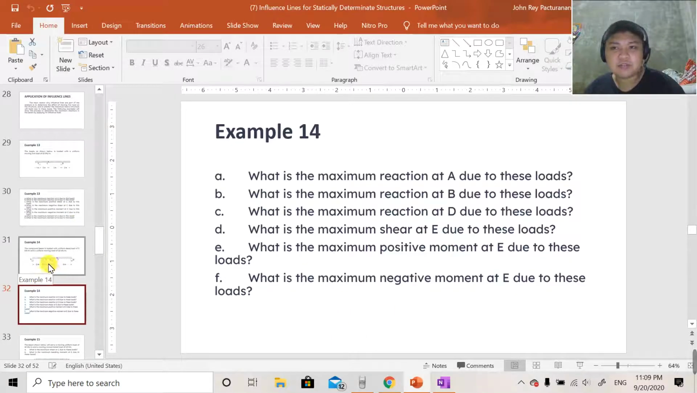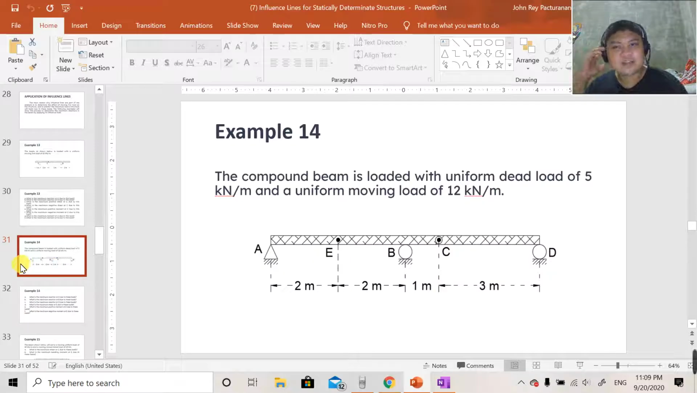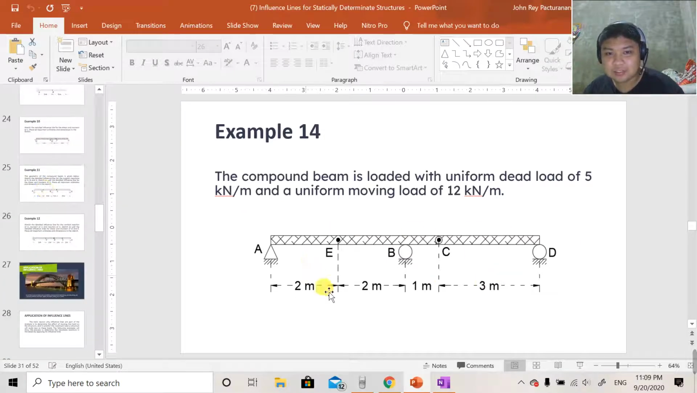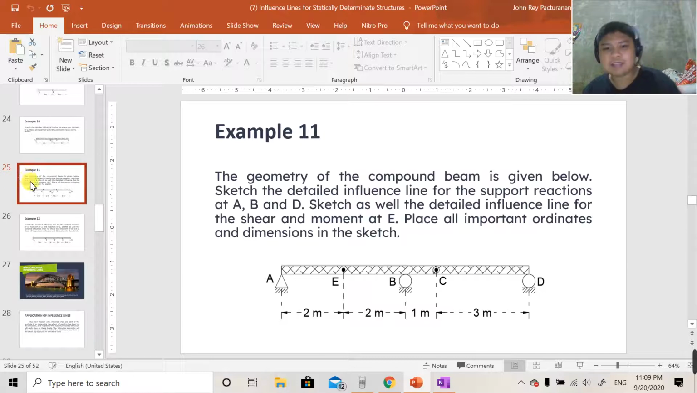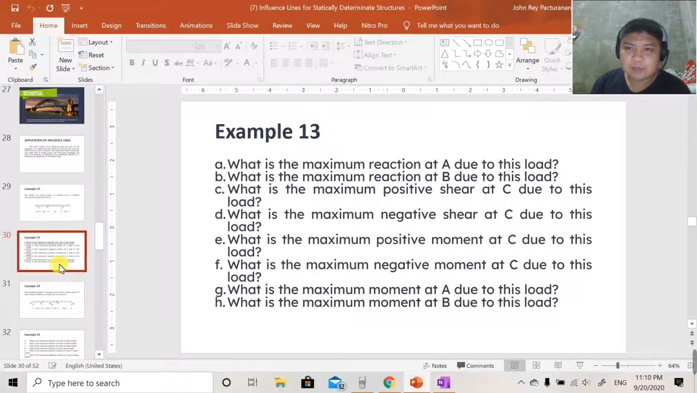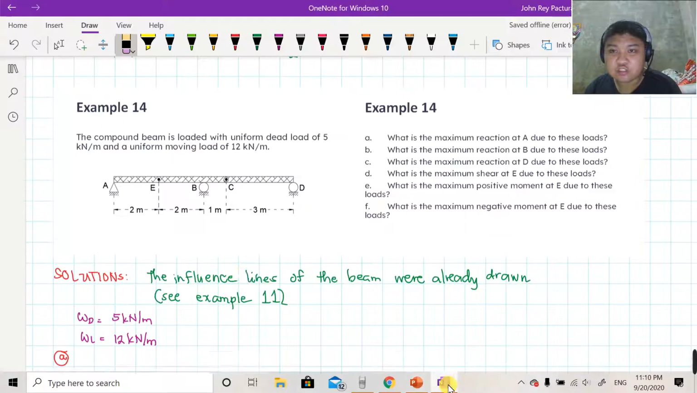Okay, so before I solve this one class, i-remind ko lang kayo that the influence line for this beam class, we already discussed this in example number 11. So kung mapapansin nyo, tingnan nyo yung geometry ng beam and tingnan nyo yung example number 11. So di ba parehas lang sila. And if you want nga to determine the process on how to sketch accurately the influence line of this beam, please watch the example number 11. So gayon man, I assume nga na yung nanonood kayo dito, it means alam nyo na kung paano mag-sketch ng influence line. So, proceed na tayo sa solution class.